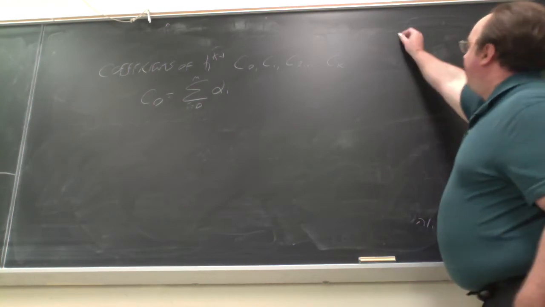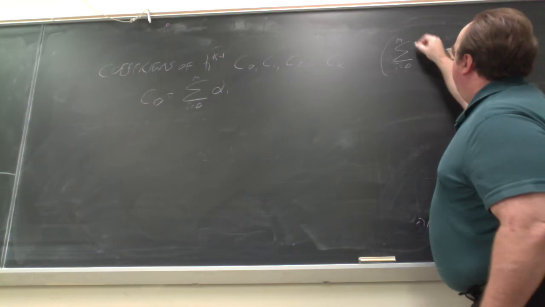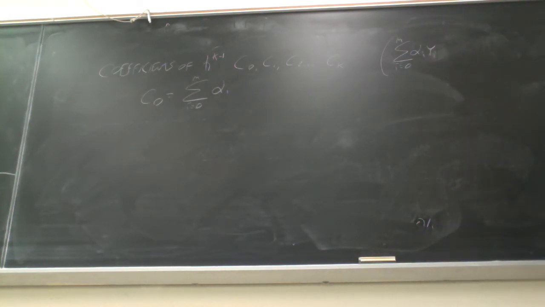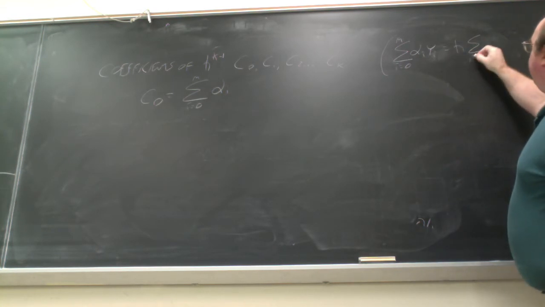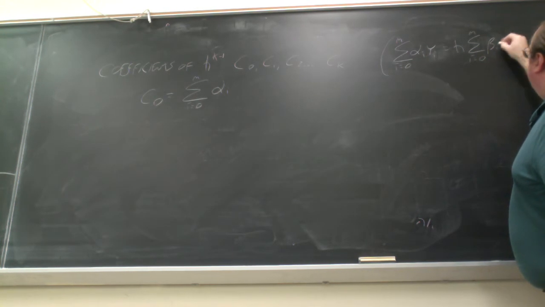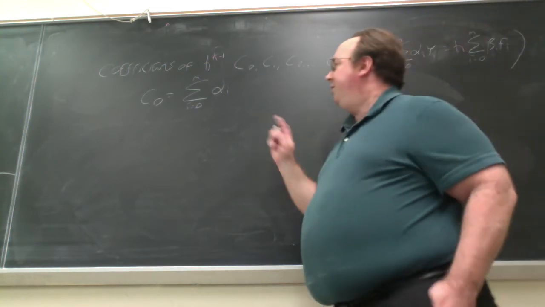And to refresh your memory, the general multi-step method has this form. A linear combination of y's on the left side, where the coefficients are the alphas. And on the right side, you have h times a linear combination of f values, and the coefficients are the betas. So these C's are going to involve both the alphas and the betas. So the sum of the alphas has to be 0.